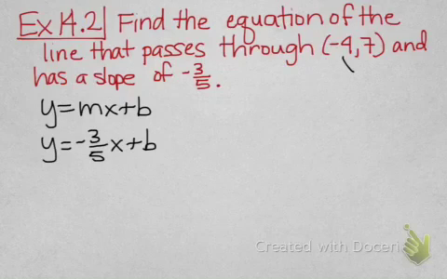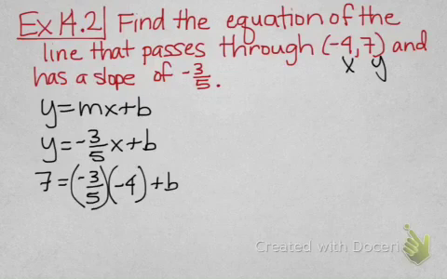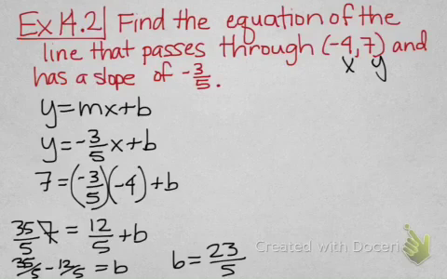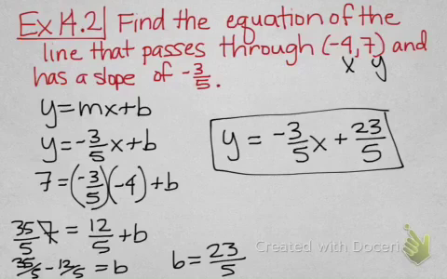So we know that we have an x and a y value. So x is -4, y is 7. So 7 is equal to -3/5 times -4 plus b. This will help us find b. So 7 equals 12/5 plus b. 7 is 35/5, so when we subtract 12/5 from both sides, we end up with 23/5. So y is equal to -3/5 x plus 23/5.